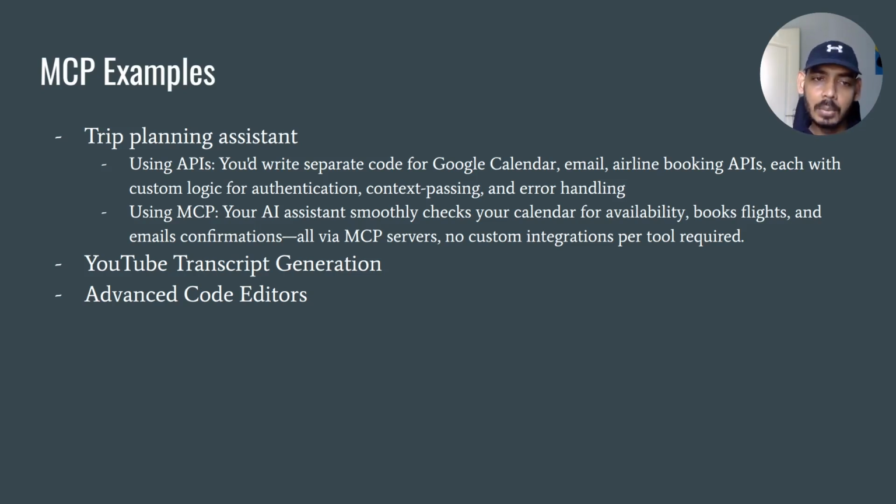Similarly, for advanced code editors, previously you used to have separate APIs for managing Git, and then there is package management and documentation. So there are different APIs for each. With MCP, it will reach out to each of these components on its own, and it will try to generate better context for the code that you are writing. So those are the MCP examples.